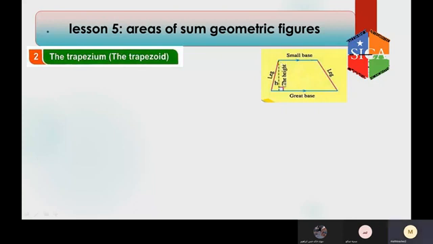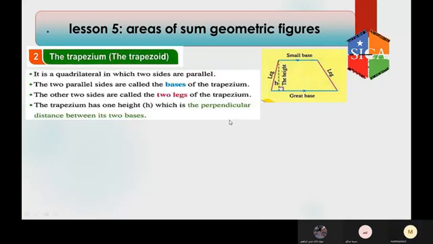And this is the height. The trapezoid or the trapezium is a quadrilateral in which only 2 sides are parallel. This side is the small base and this side is the great base. The 2 parallel sides are called the bases of the trapezium. The 2 other sides are called the 2 legs of the trapezium. The trapezium has one height. This is the height of the trapezium.